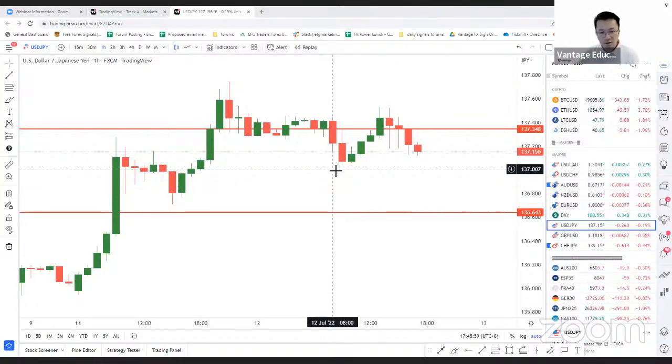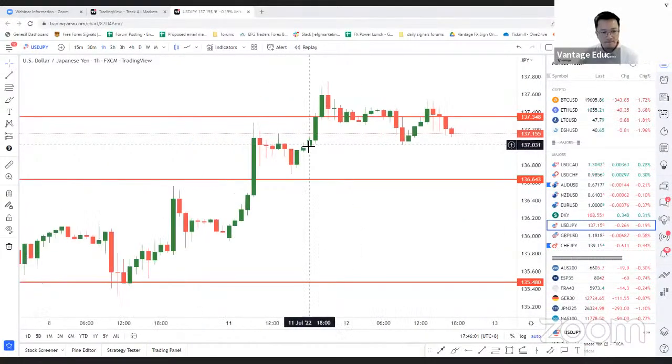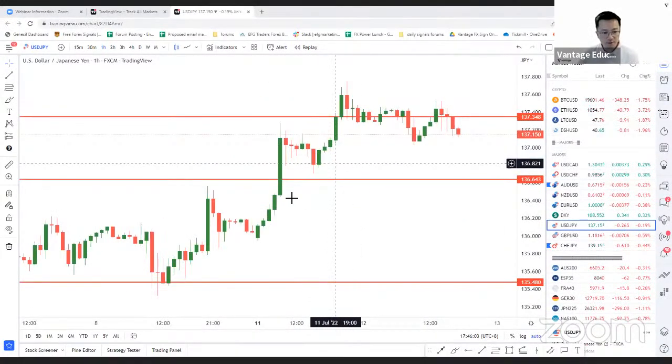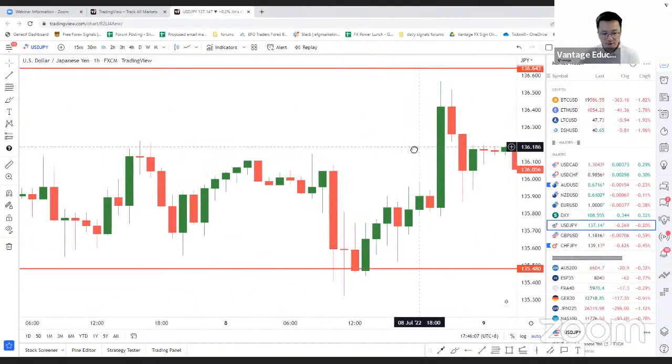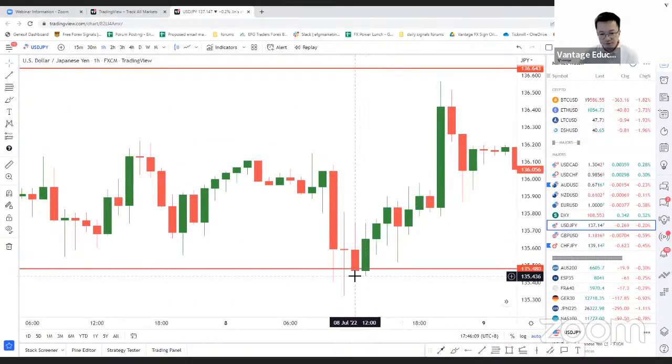US yen here. Let me see any patterns. Here we go. This is a bit of an engulfing. So there's a bullish engulfing. We've seen this try to go up, close below, and then the next candle, this is on the H1 time frame, closed up above the previous candle, closed higher, and it happened at a 135.40 or 135.50 support level, pushing higher.